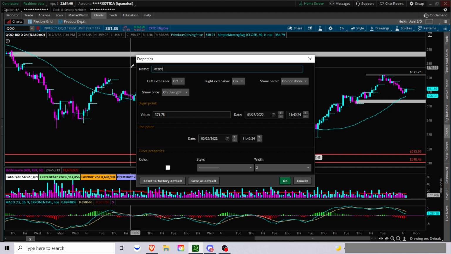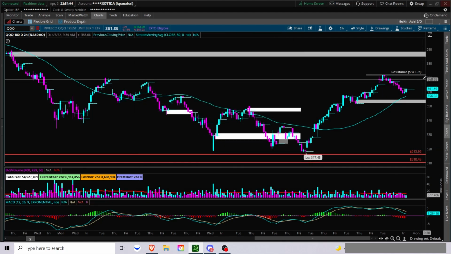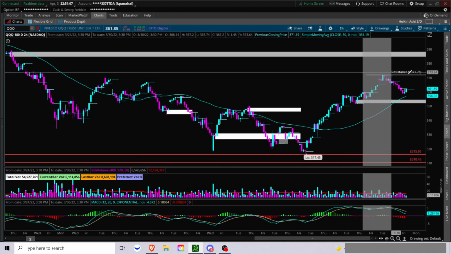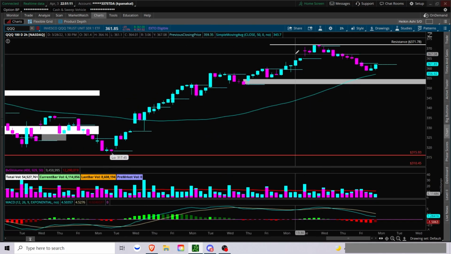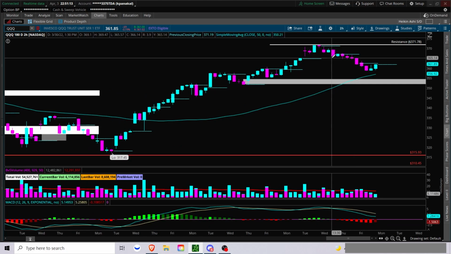The price for this is, sorry, 1 second, is 371.78. So how do we trade resistances, right? Resistance levels, right? What you would want to do is you could trade it either two ways. You could trade the reversal into the downside, or you could trade the breakout.